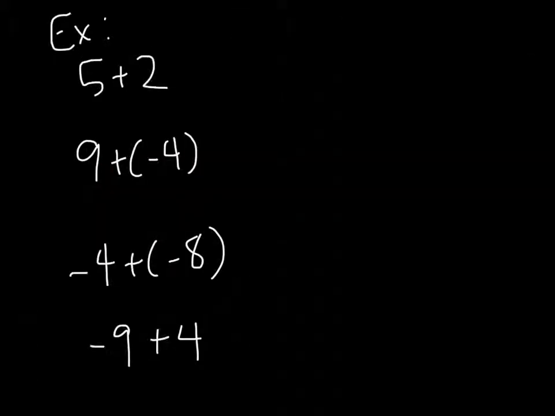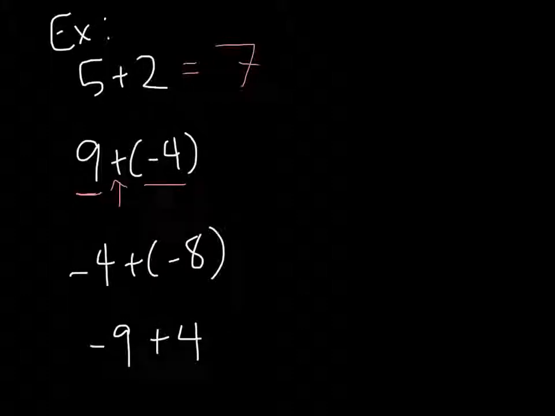Let's get some examples. 5 plus 2, positive plus positive is going to give me 5 and 2 is 7, and it stays positive. 9 plus negative 4, well, I have 9 positives and 4 negatives that I'm adding. So I'm going to say, well, do I have more positives or negatives? Well, I have more positives because I have 9. How many more do I have? I have 5 more.